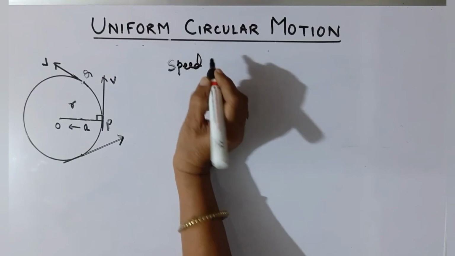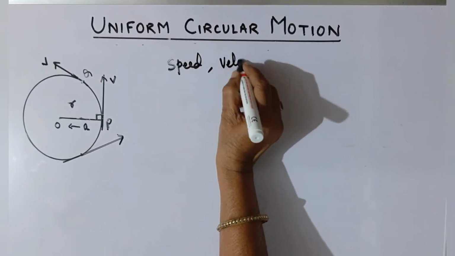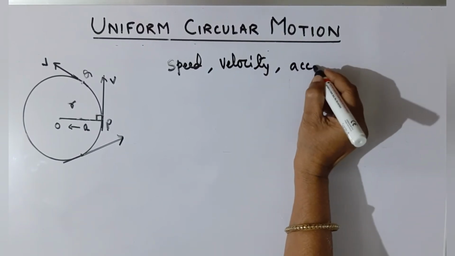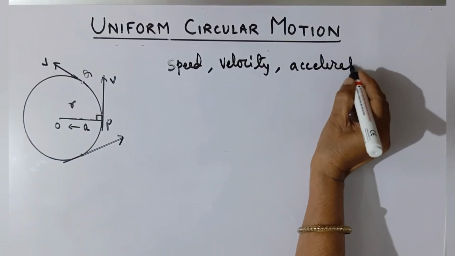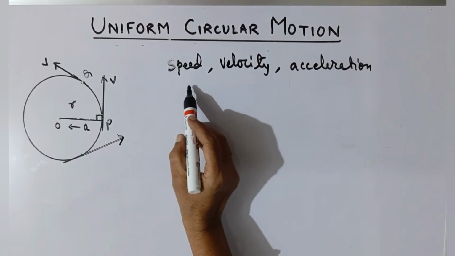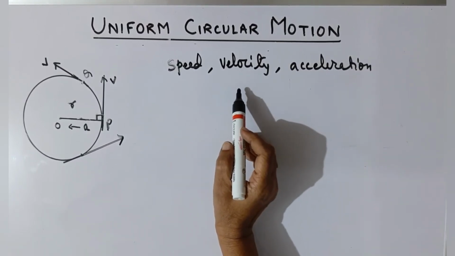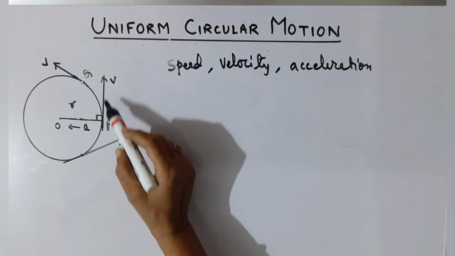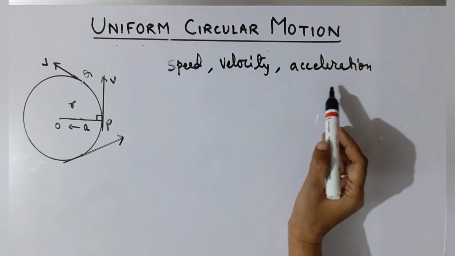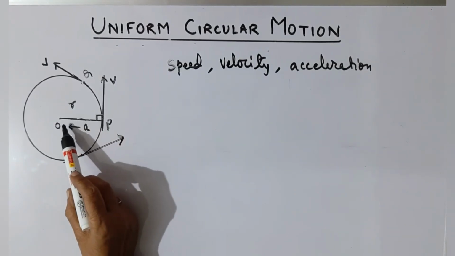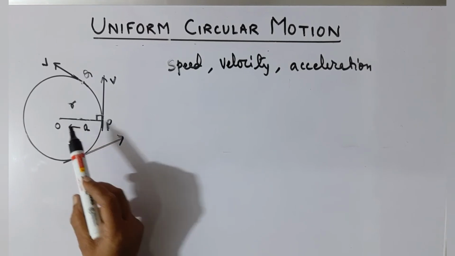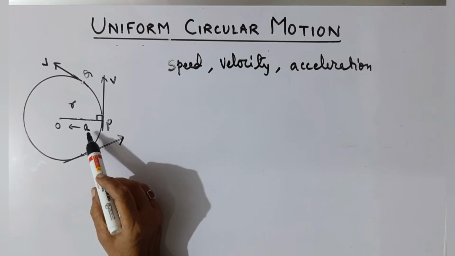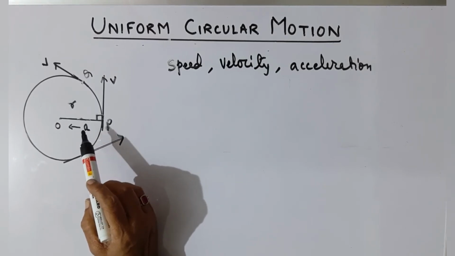speed, velocity and acceleration. The speed remains constant, the velocity changes continuously, and the direction of the velocity is always along the tangent drawn at a point. Acceleration is always towards the center of the circle. This is called a centripetal acceleration. Acceleration is denoted by a.